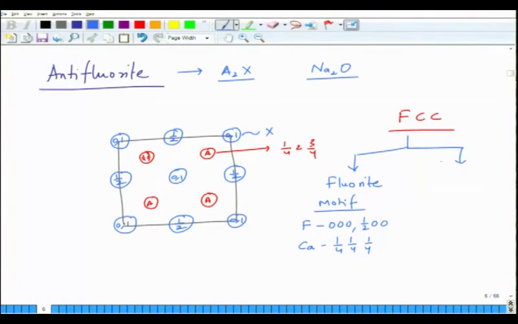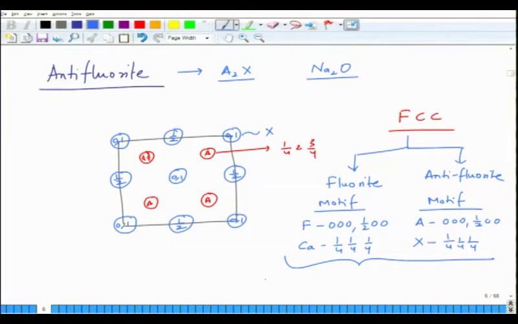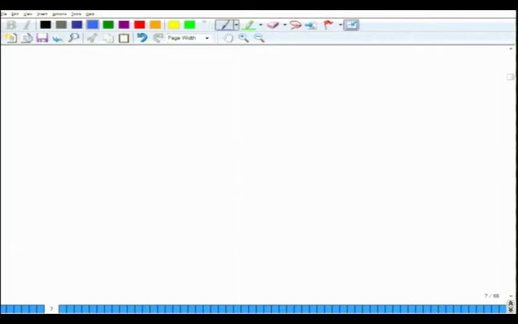In this case, motif will be A at 0 0 0 and half 0 0, and X will go to the remaining position. So, basically it is a network of 3 interpenetrating FCC lattices. In the first case 2 of anion, 1 of cation, in the second case 2 of cation, 1 of anion, all right. So, this is how you make the antifluoride structure, which is again based on FCC packing of anions. Okay.